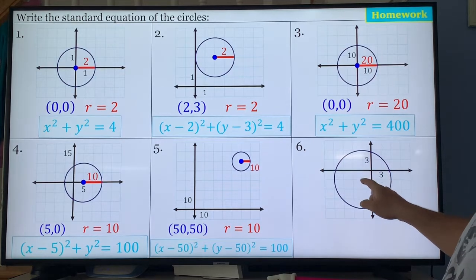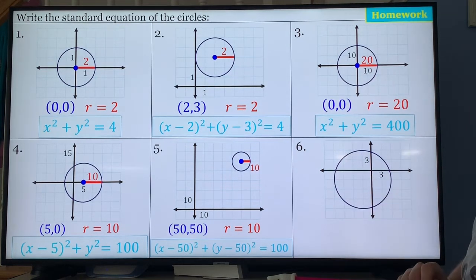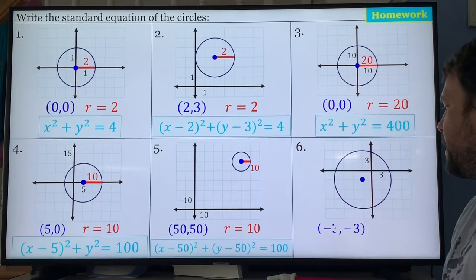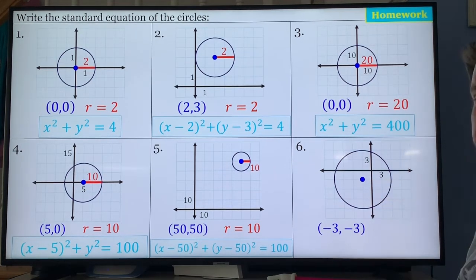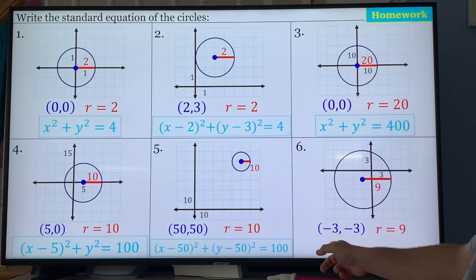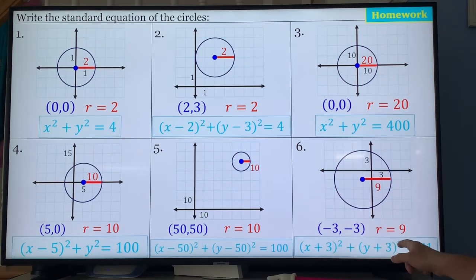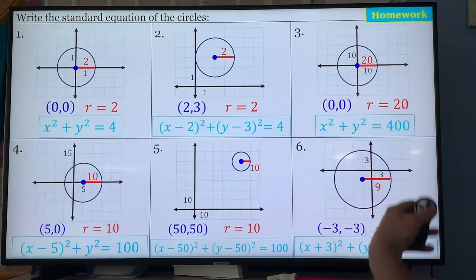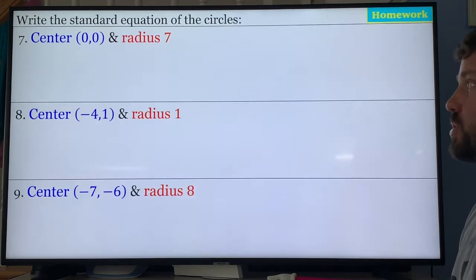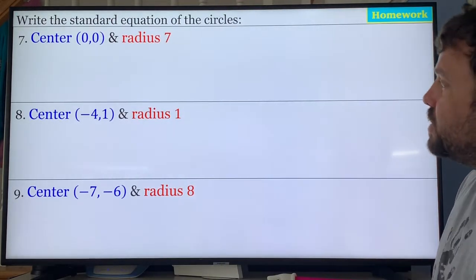Right here, 1, 2. So you're down 1 since the units are threes. It's (negative 3, negative 3). 1, 2, 3 times 3 is 9, your radius. Minus a negative is (x plus 3) squared plus (y plus 3) squared equals 81. That's your 6. You can officially create equations from pictures. Now let's see if you can do it backwards.